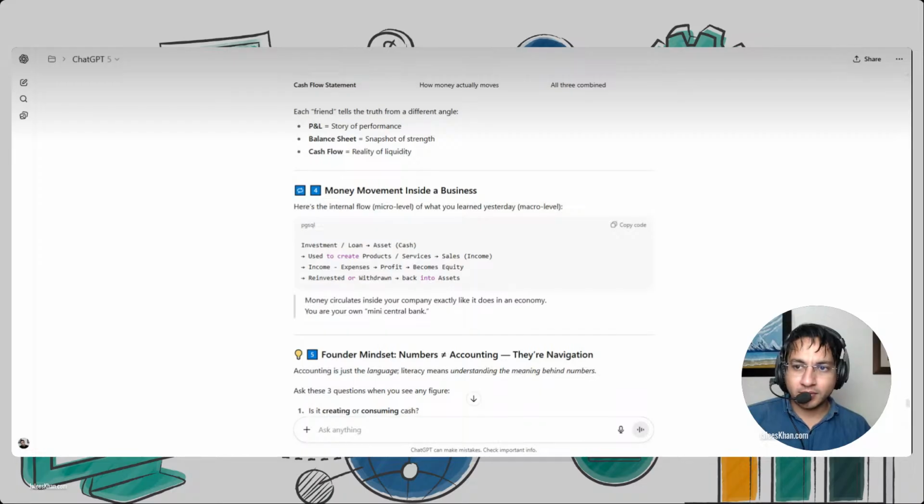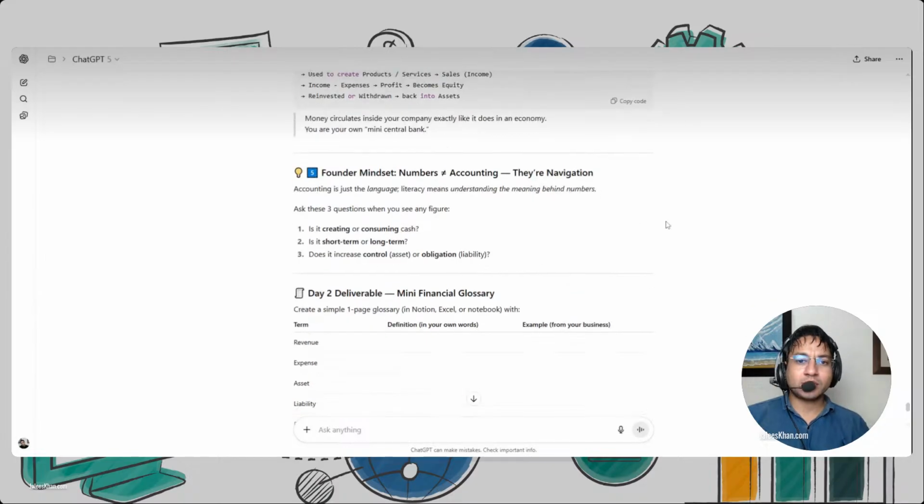Okay, so the founder mentioned numbers are not equal to accounting, they are navigation. Accounting is just the language. Literacy means understanding the meaning behind numbers. Ask these three questions when you see any figure. Is it creating or consuming cash?